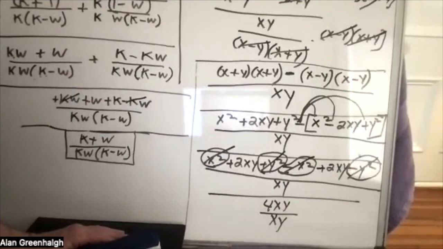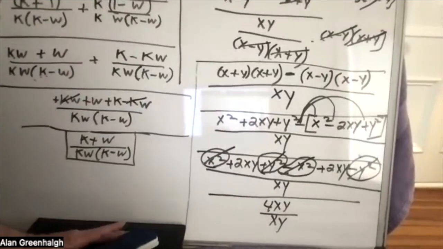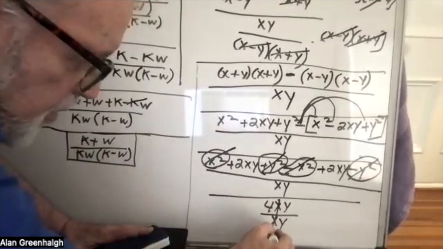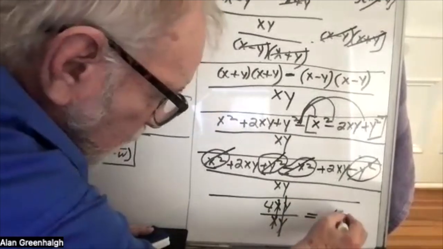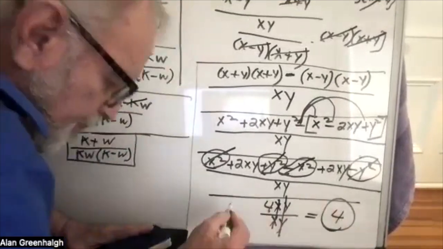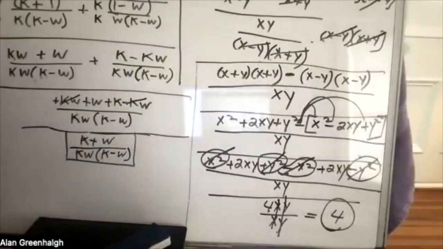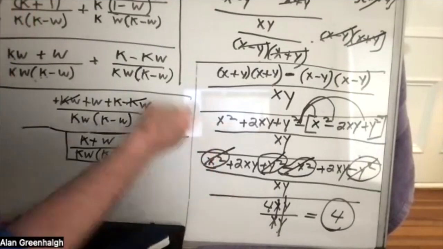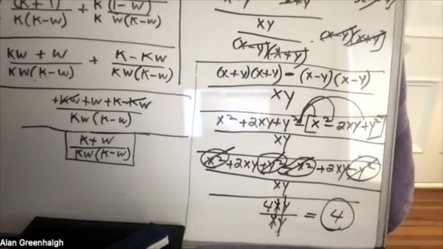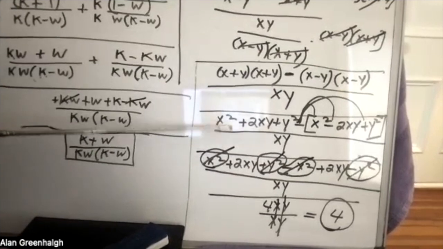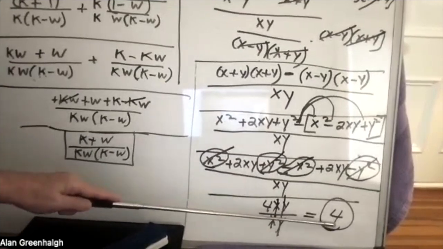And I think you can see what's going to happen now. The x's will drop out, the y's will drop out, and the answer to this whole question is simply 4. I love this problem because you always wind up with this really great answer. After all this work, you're going to wind up with that answer.